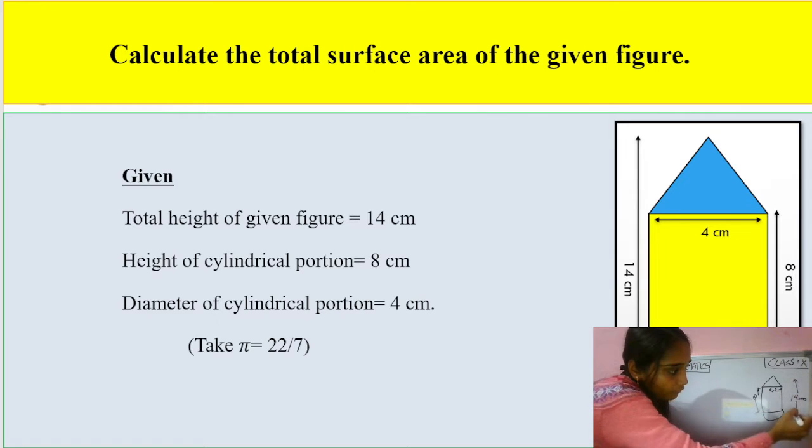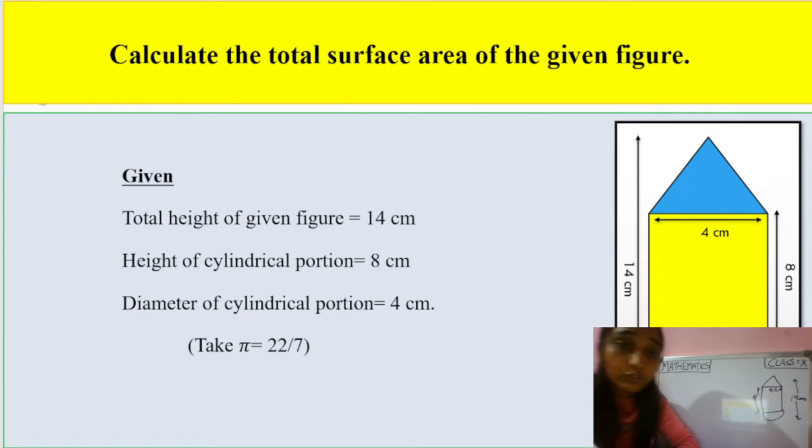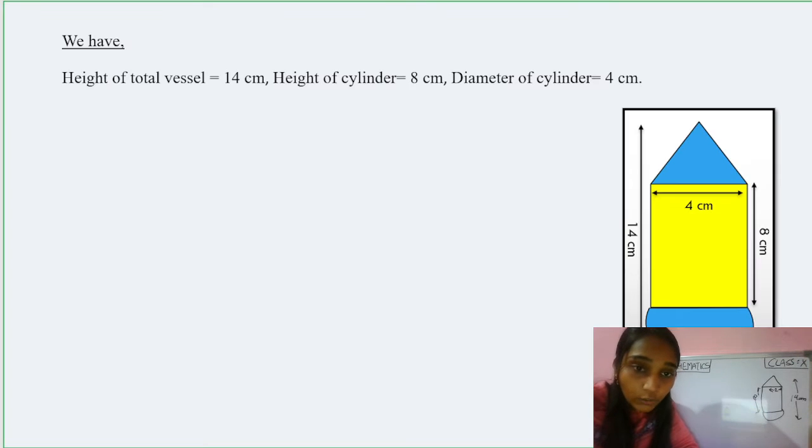So now you have to find the total surface area of this given figure. How will we proceed? As previously we added the surface areas of different solids, now we will do a problem based on adding more than two solids. So first we can calculate the height, since we have the diameter.